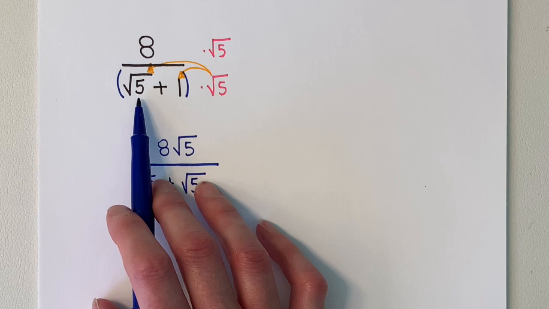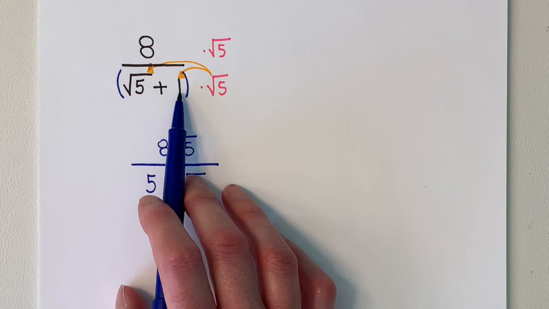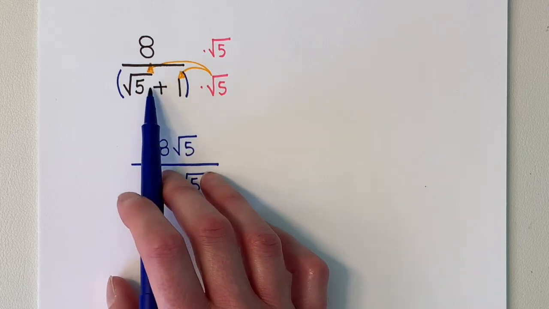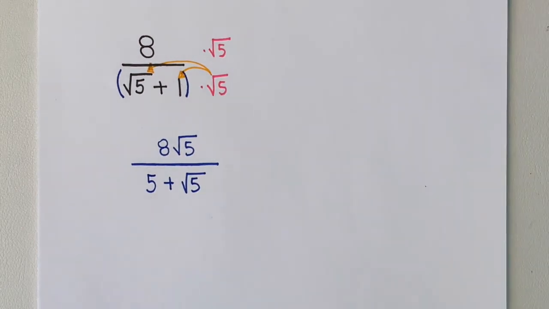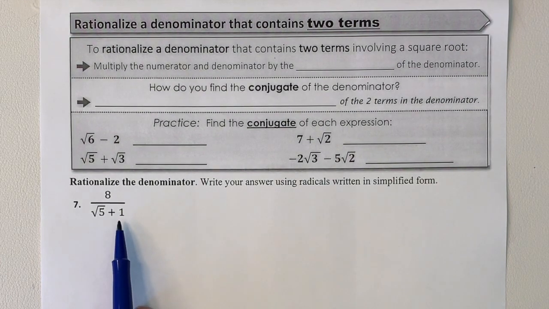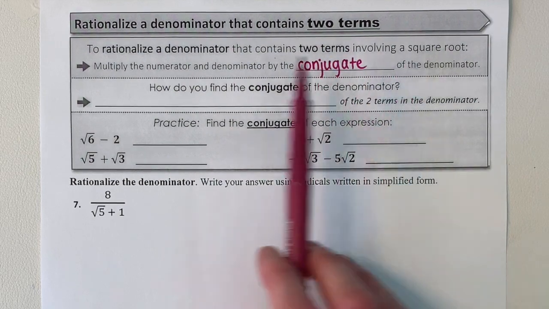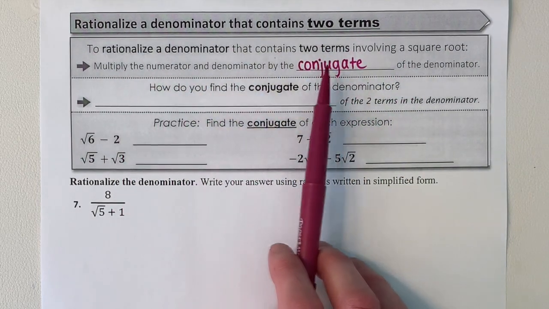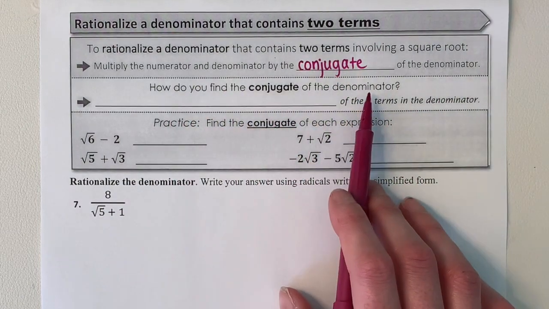Remember, a term is a quantity separated by an addition or subtraction symbol. So in other words, if you have 2 quantities in your denominator separated by an addition or subtraction symbol, this technique will not help you to rationalize the denominator. So this is the exact problem that we were just looking at. The technique that we've used on the previous pages will not work here. So how do we rationalize this denominator? To rationalize a denominator that contains 2 terms involving a square root, we multiply the numerator and denominator by the conjugate of the denominator. How do you find the conjugate of the denominator?